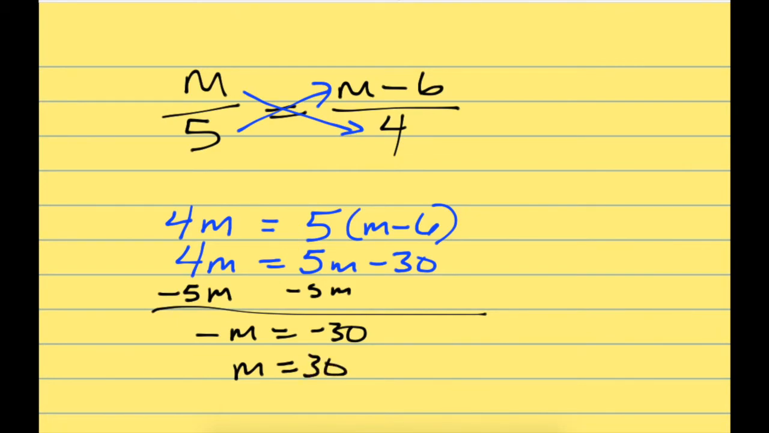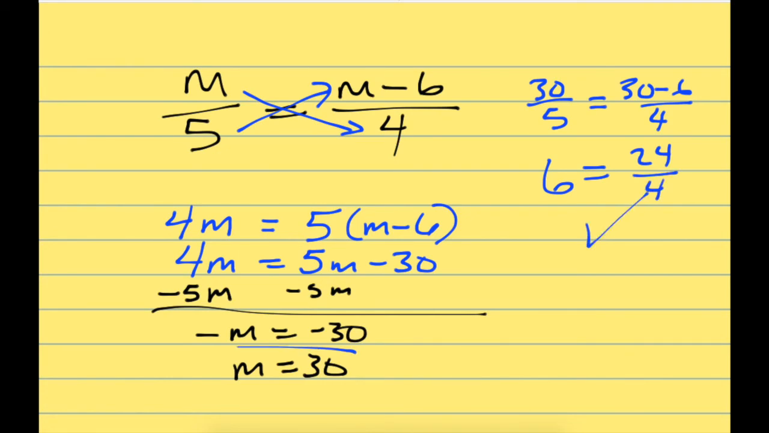We can check to see if we're right. Does 30 over 5 equal 30 minus 6 over 4? Well, 30 divided by 5 is 6, and 30 minus 6 is 24. Does 24 divided by 4 equal 6? Yes, so 30 is the correct answer.